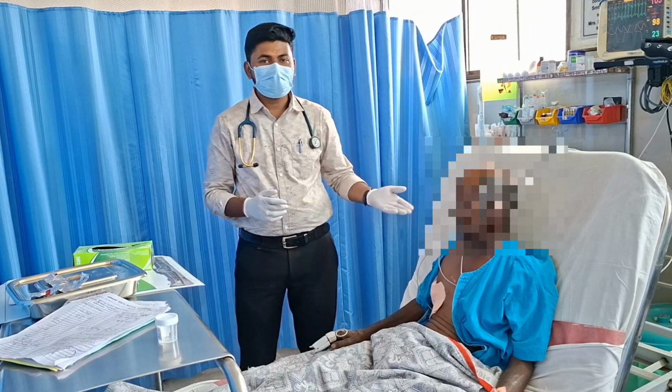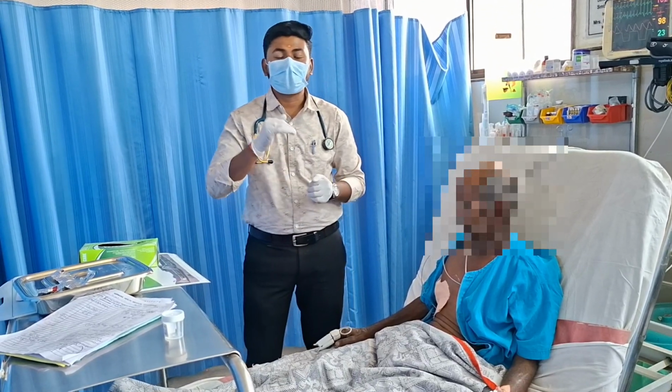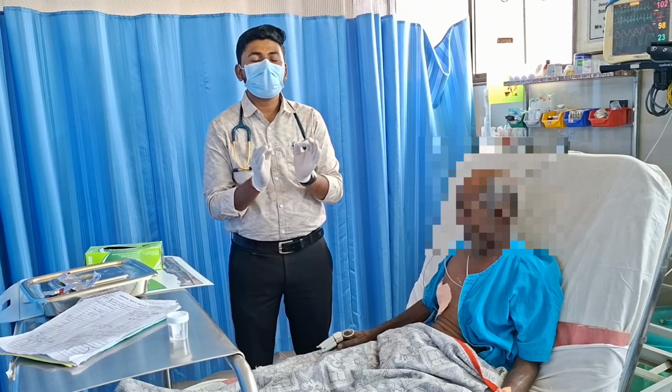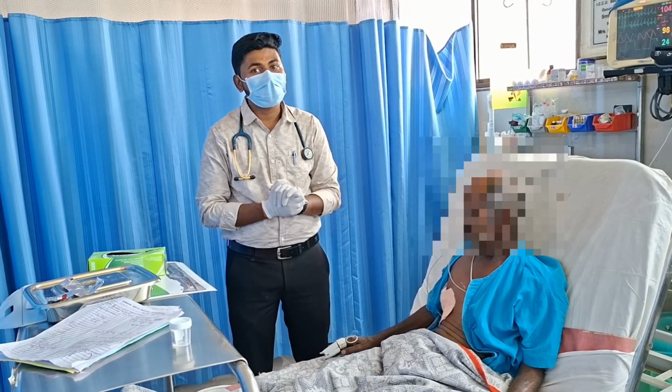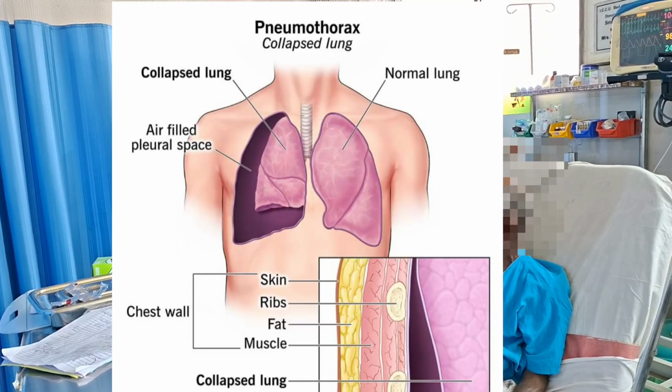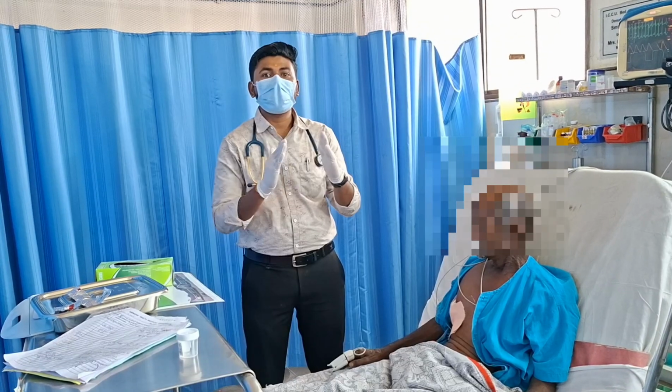In this case, the patient is a 65-year-old male who presented with sudden onset of breathlessness. First, we'll discuss the definition of pneumothorax. What is meant by pneumothorax? Pneumothorax is nothing but the collection of air in the pleural space.